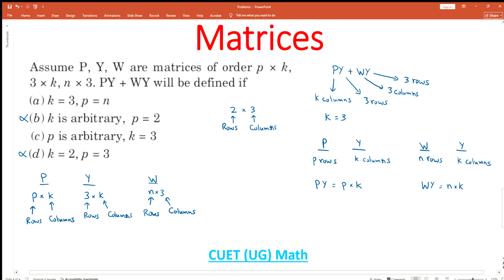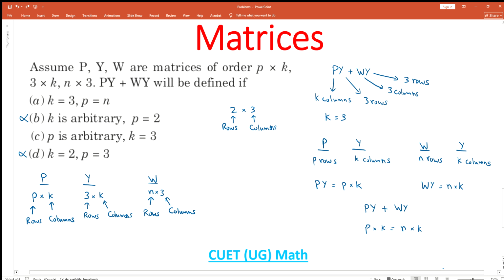As per the given statement PY plus WY, we have to add the matrix products PY and WY. For this, we need to know the rule for matrix addition. Matrices can be added if they have the same order. That means order of matrix PY, which is P by K, should be equal to the order of matrix WY, which is N by K.